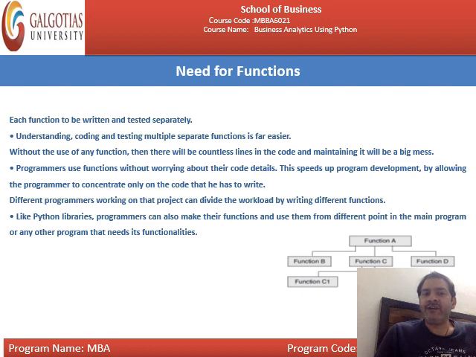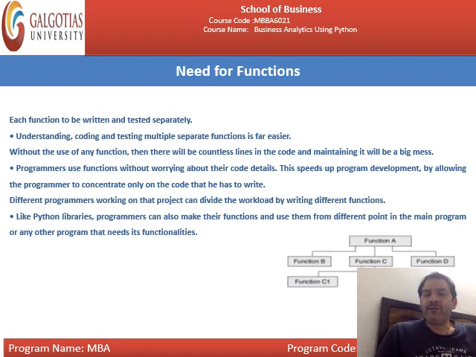Different programmers working on a project can divide the workload by writing different functions. Like Python libraries, programmers can also make their own functions and use them from different points in the main program or any other program that needs that functionality. Like in the figure you can see over here, this is function 1. It requires function B, function C, function D, and function C requires function C1. So this is the need for functions: each function has to be written and tested separately.